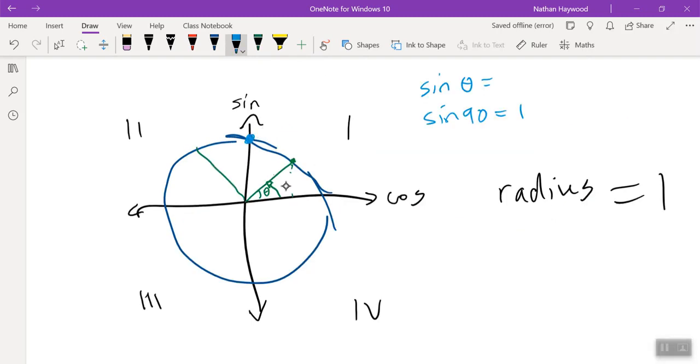So this point here, the angle is 90 degrees. So the x is cos 90, which is 0. And that's the x value on the x-axis. Sine 90 is 1, which is the y value on the y-axis. So the y-axis always tells you the sine value, and the x-axis always tells you the cos value.